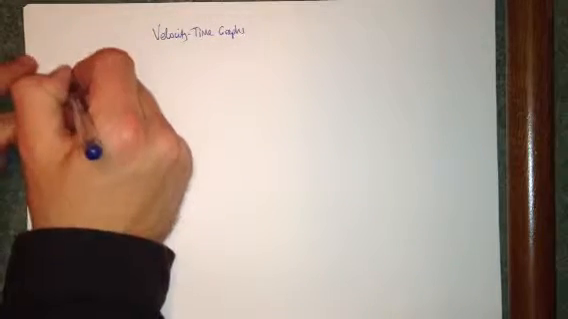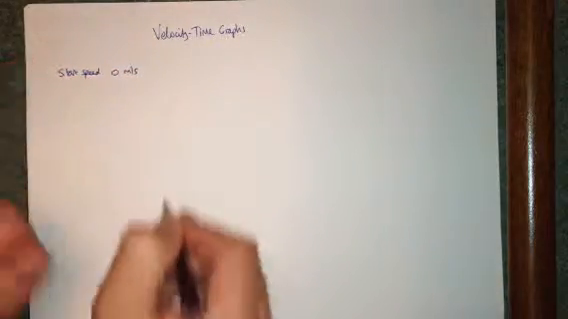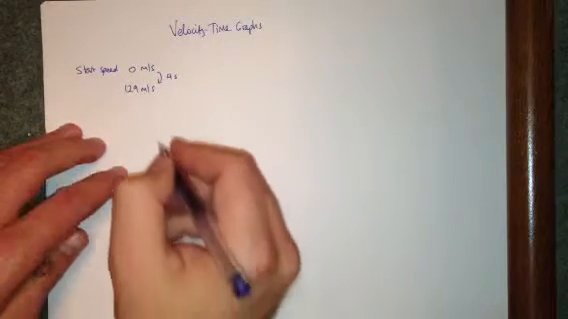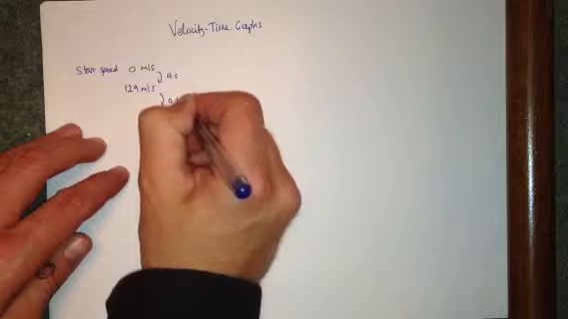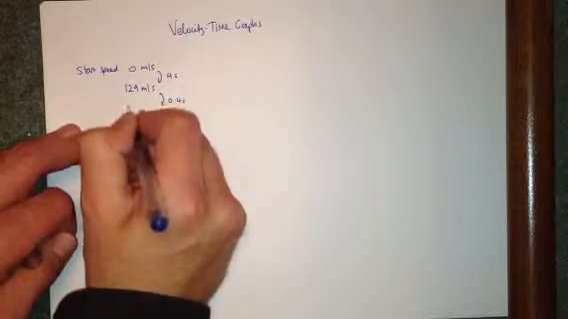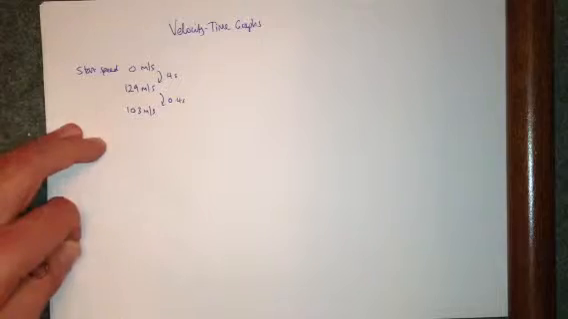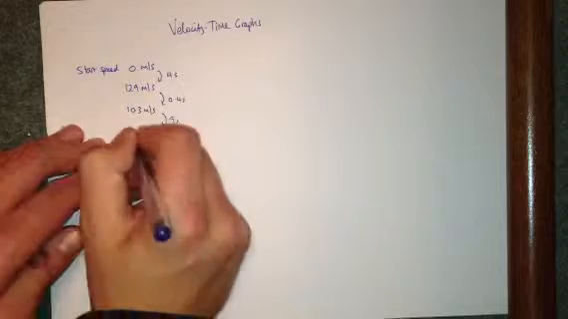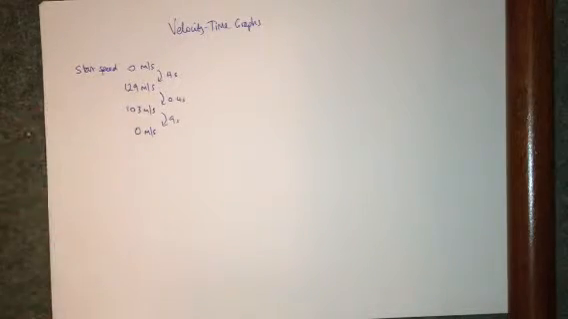Okay, so I'm going to go through the velocity time graph example that we did in the lesson. So we said the start speed was 0 meters a second, then after 4 seconds the object accelerated to 129 meters per second, then after another 0.4 seconds, the object then decelerated down to 103 meters per second, and finally after a further 9 seconds the object stopped, so 0 meters per second.